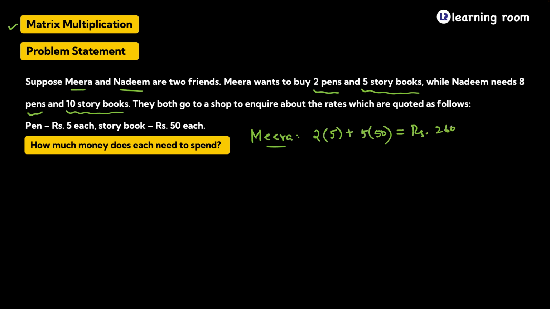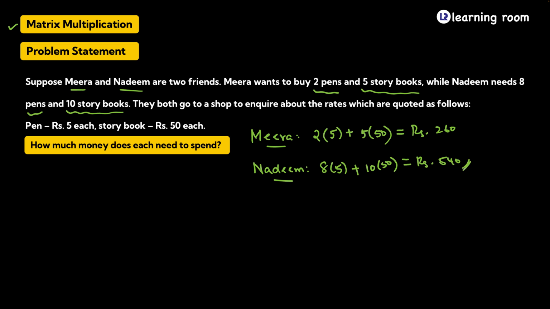What about Nadeem? 8 into 5 plus 10 into 50. So 500 plus 40, it is going to be rupees 540. Right? So this is the way we calculate using the basic arithmetic operation.